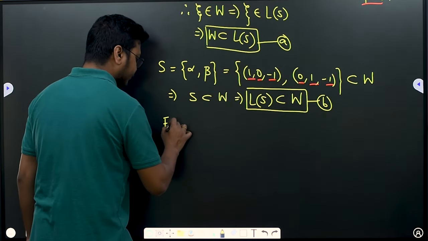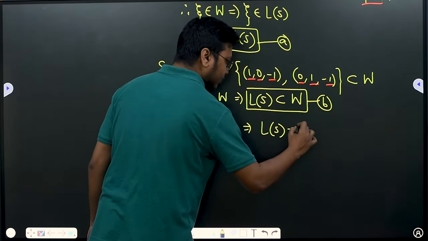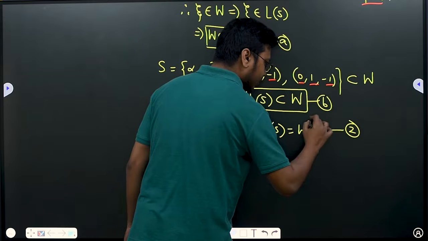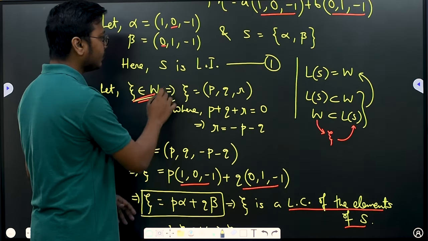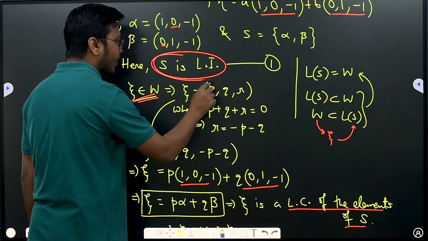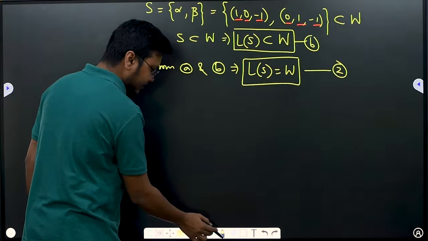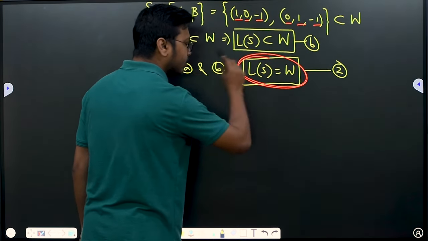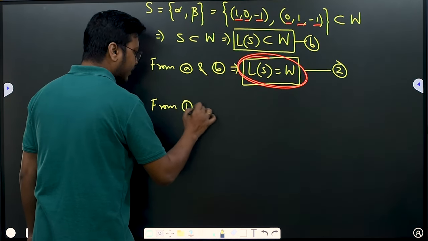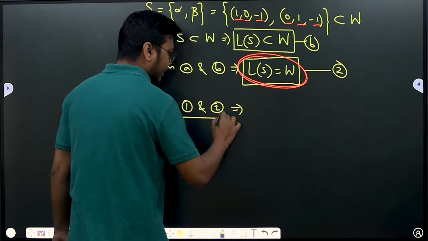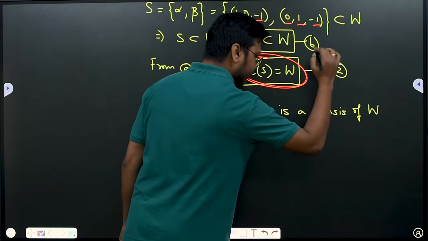So from A and B I would say L(S) equals W, and that's my number two. Okay, so my number one point was that S is linearly independent. And point number two, I have got that L(S) equals W. So basically the two properties of a basis. Okay, so from 1 and 2, S is a basis of W.